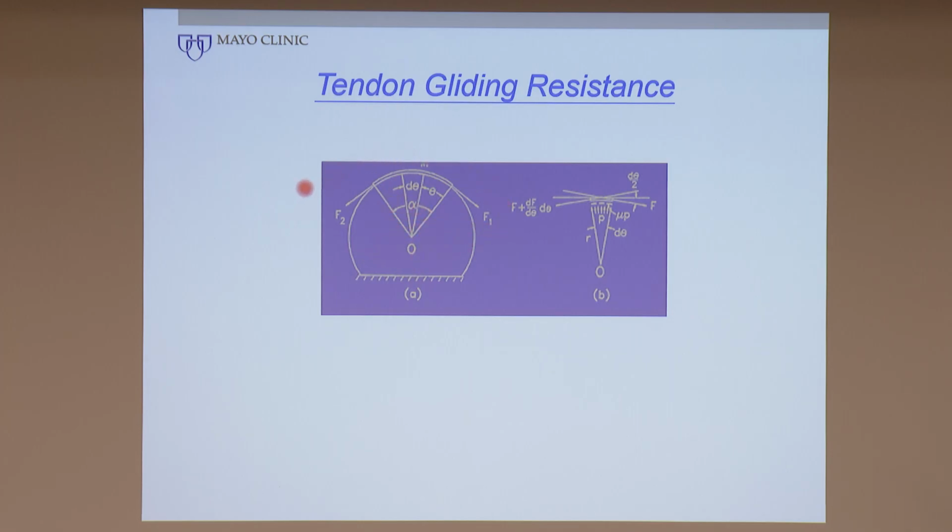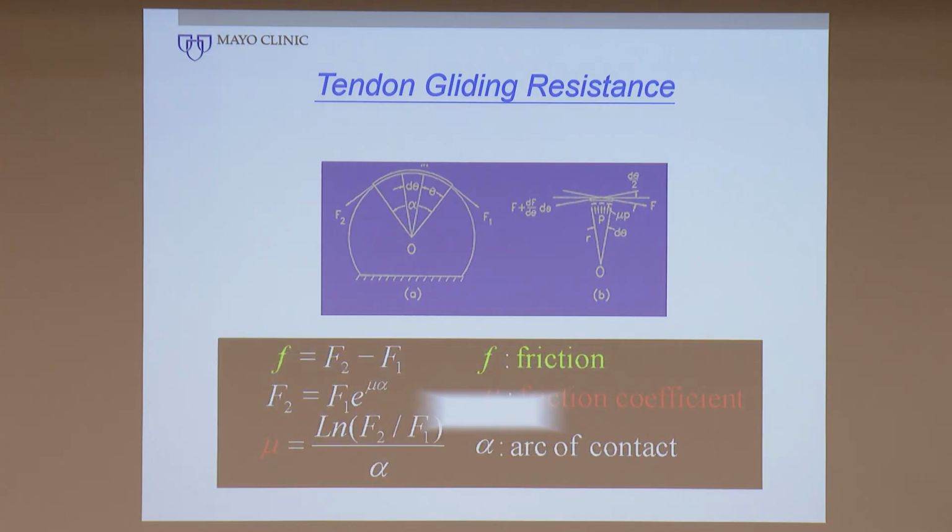If you have a cable wrapped around a pulley, the friction force can be calculated based on this diagram, and the equation is basically like this. The friction force is F2 minus F1. F2 and F1 are related by the friction coefficient mu as well as the angle of attack. If the friction coefficient is 0, that means F2 is equal to F1. There's no friction. On the other hand, if there's no angle, e to the 0 is 1, so there's no friction. So this is a very simple equation, but it's a very powerful equation for many clinical applications.